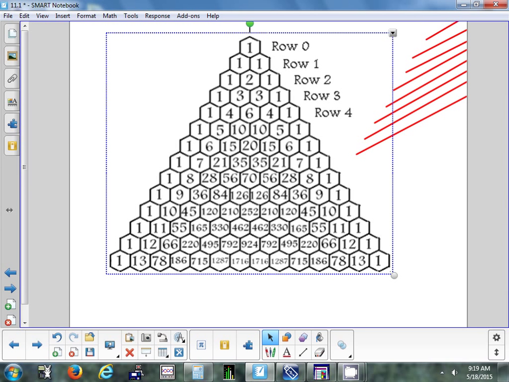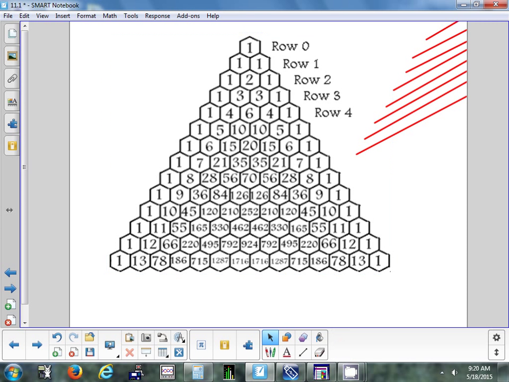Okay. And there's a name for this triangle. Anybody know the name? Begins with a P. Not Pythagorean, although that has a lot to do with triangles too. This is Pascal's triangle.